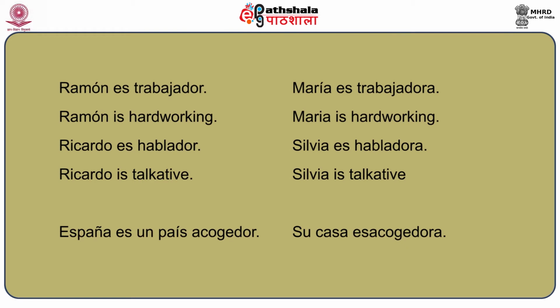So let's see a few examples using these adjectives. For example, Ramón es trabajador, pero María es trabajadora, meaning Ramón is hardworking and Maria is hardworking. Ricardo es hablador, Ricardo is talkative, and Silvia es habladora, Silvia is talkative. But you pay attention how the adjective for the male as well as for the female is changing from hablador to habladora. Same way, España es un país acogedor, y su casa es acogedora.